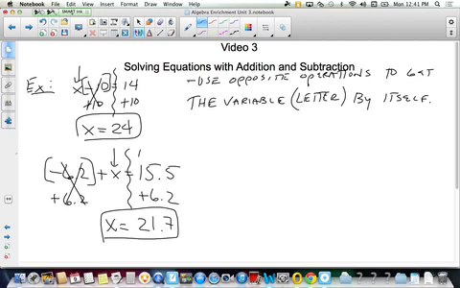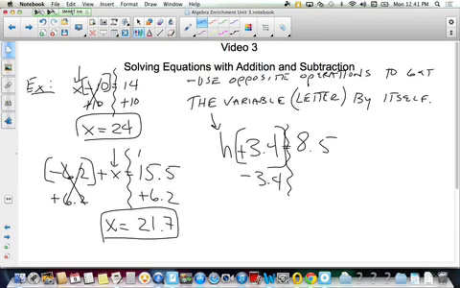Let's look at another one here. What if I had h plus 3.4 equals 8.5? So again, identify the variable, which is my h here. That means I have this plus 3.4 that I want to get rid of. That means I want to subtract 3.4 on both sides of my equal sign.